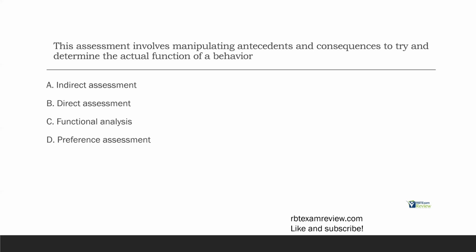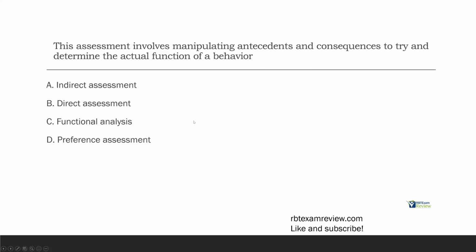It's the highest level of assessment where we're actually now manipulating the environment to try to determine the function of behavior. If you want to determine the actual function of a behavior, an indirect assessment is going to be the worst method. In fact, you should never, ever rely only on an indirect assessment to determine function of a behavior. Okay, we need to do some sort of direct assessment as well. Direct assessment's better, but we're not really manipulating things. We're just taking data. In a functional analysis, we're actually manipulating antecedents and consequences.